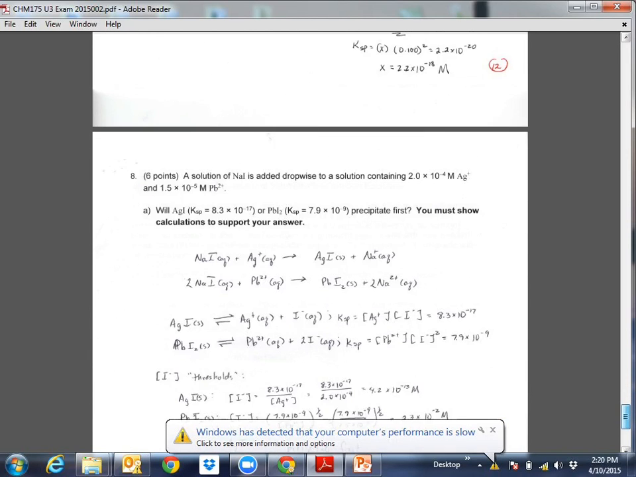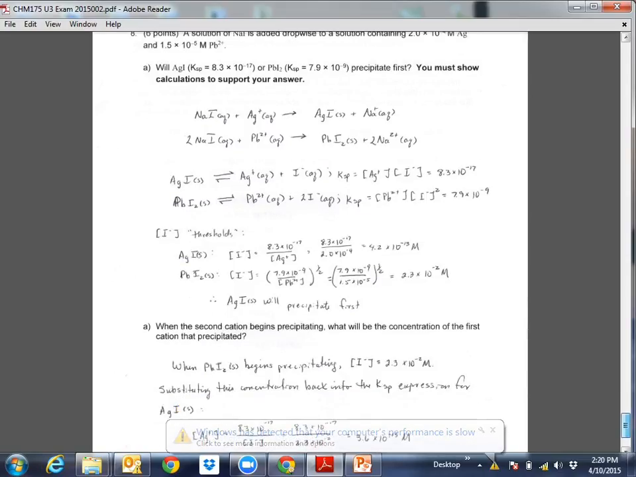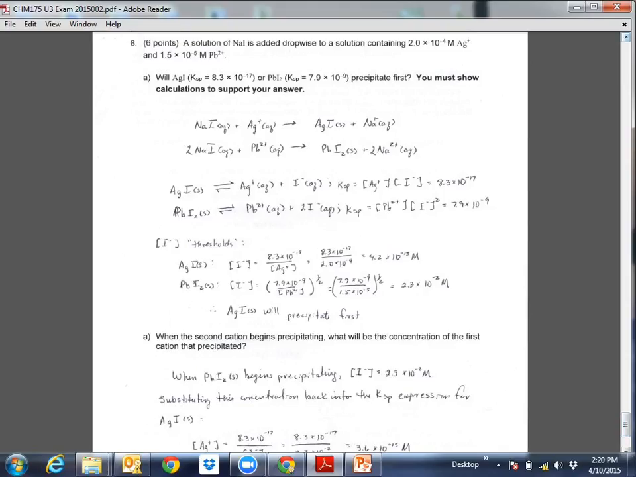Then last but not least was the fractional precipitation question. So basically, I didn't draw a picture for this, did I? You're going to add sodium iodide dropwise to something that has 2 cations in it, silver and lead 2, and the molar concentrations of those are given. So basically, your sodium in sodium iodide is along for the ride. It's your I- that's going to potentially form silver iodide and lead 2 iodide. So one of the first things I did was to write, and you really didn't have to do this, but show it ionizing. That's the first step up there.